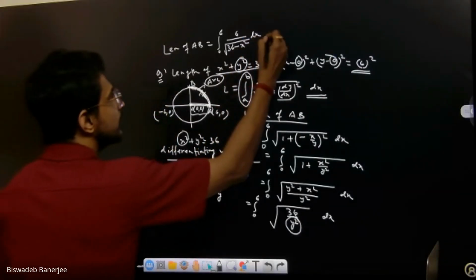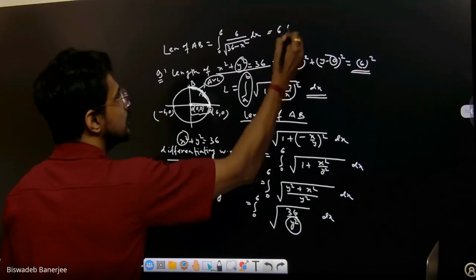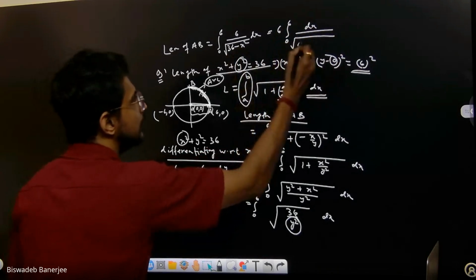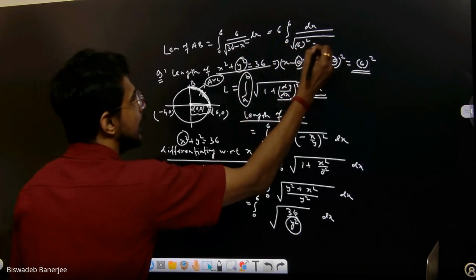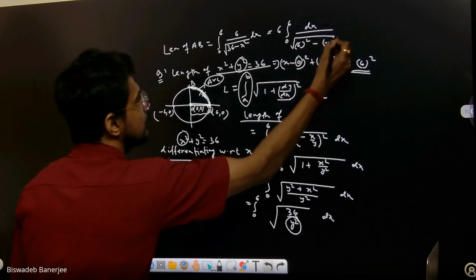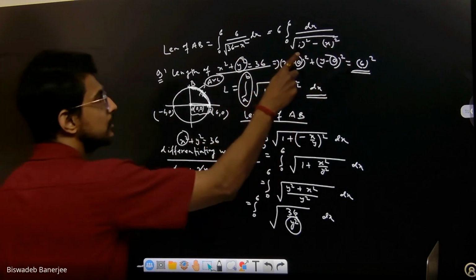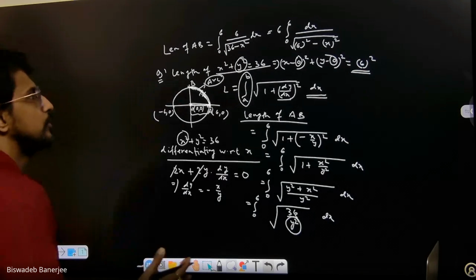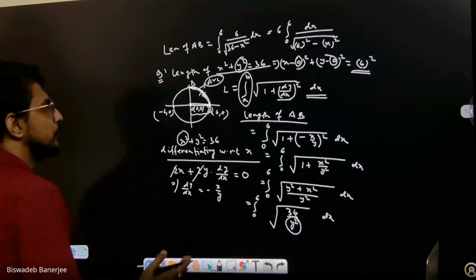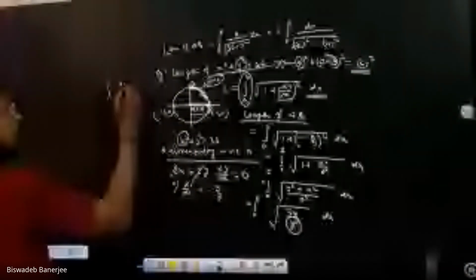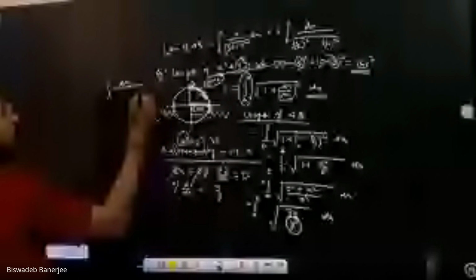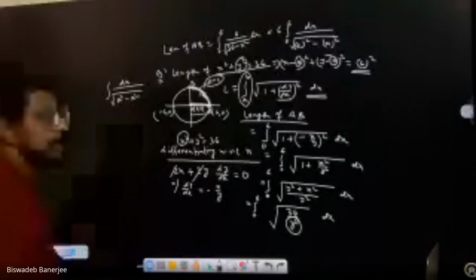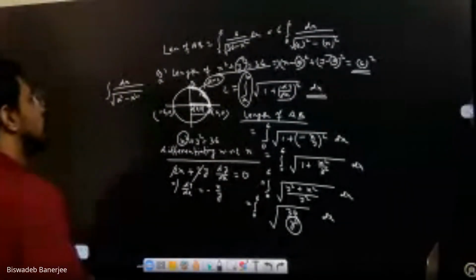So we can take 6 outside this: integration 0 to 6 dx by root over 36, which can be written as 6 square minus x square. Now it's a very, very easy formula. 36 can be written as 6 square. So this becomes my formula of what? The integration dx by root over a square minus x square. Its formula is sine inverse x by a.